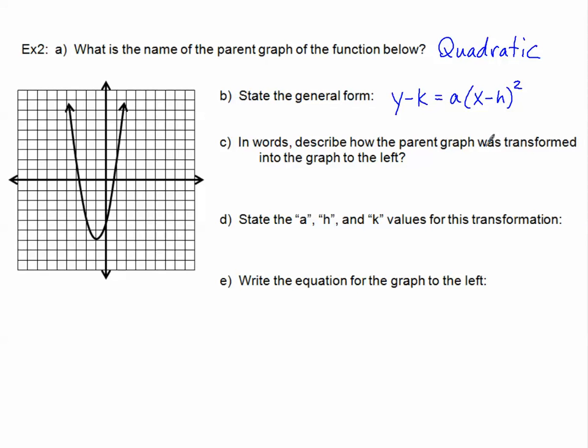In words, let's describe what happened to this parent graph to get to this graph on the left. And again, it's important to find that initial starting point. It's right down here. It's called the vertex. So now I know that I've shifted left 1 unit and I've shifted down 1, 2, 3, 4, 5, 6 units. So I've shifted left 1 unit and I've shifted down 6 units.